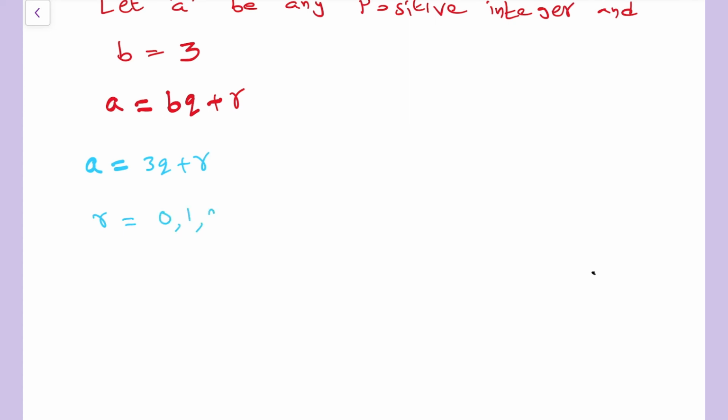So 0, 1 and 2. Let us substitute 1 by 1 remainder now. A equals 3q plus 0 remainder. A equals 3q plus 0, simply 3q.